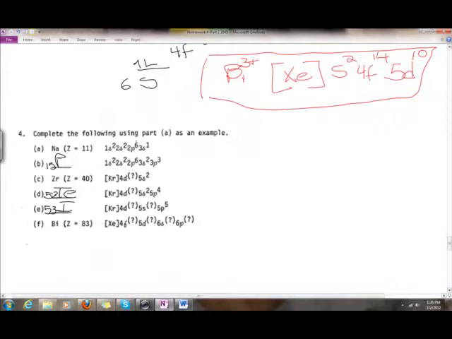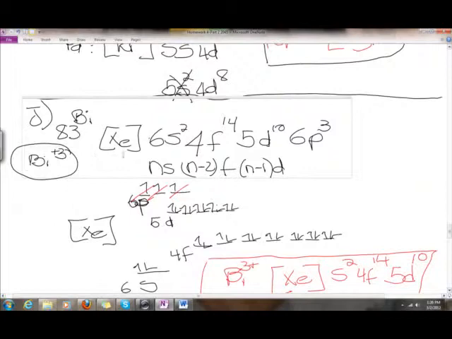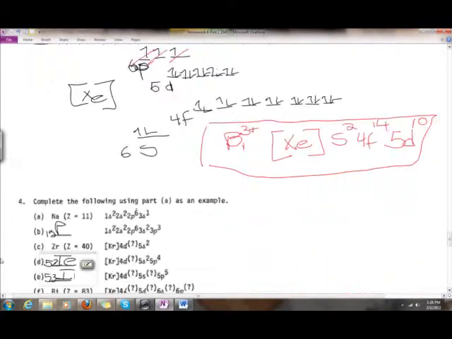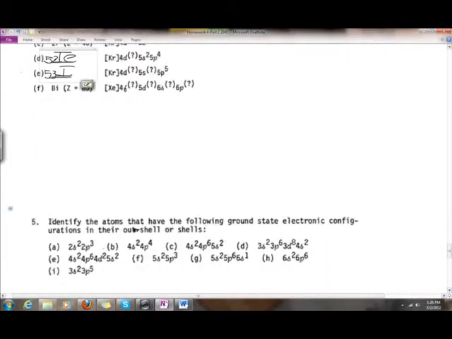Okay, and what you need to do is complete it, but I already did it in the prior problem. Let me show you. Do you see? I did the bismuth, but I did it without a charge first. So here you got it. You just have to fill it out here.